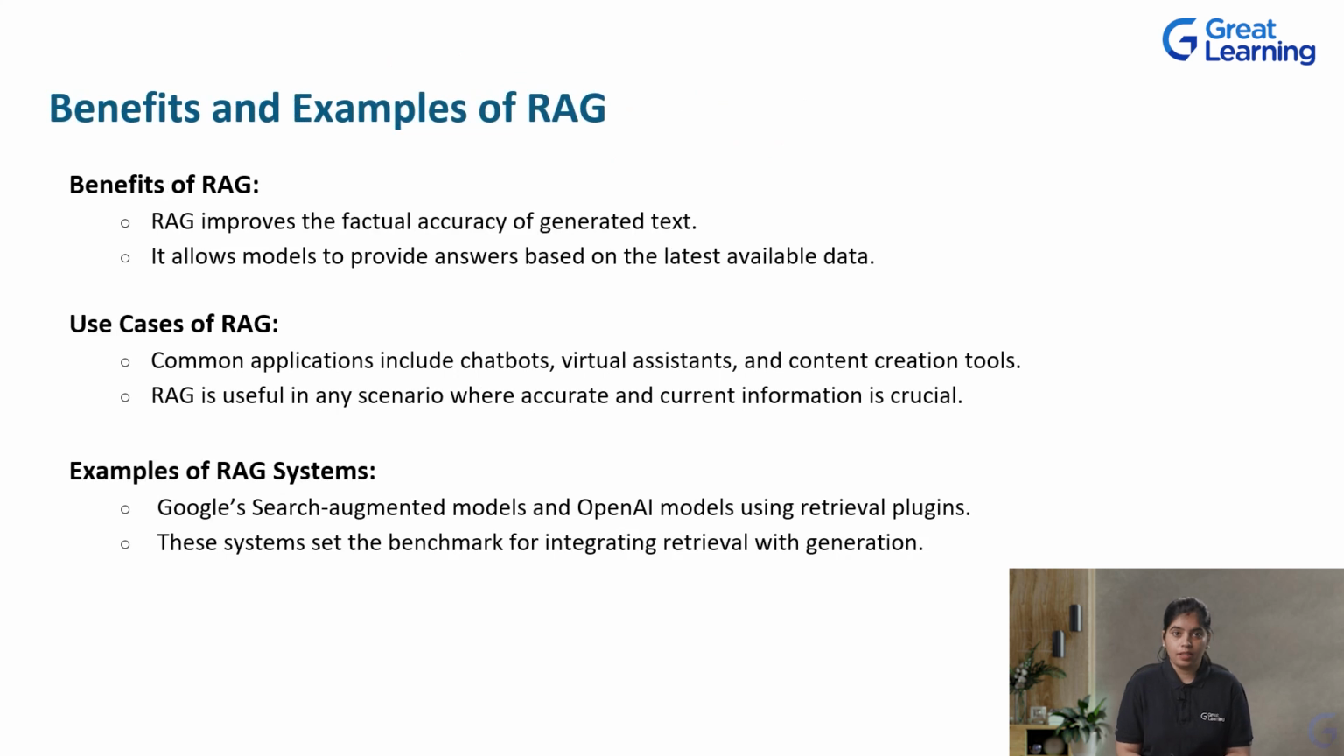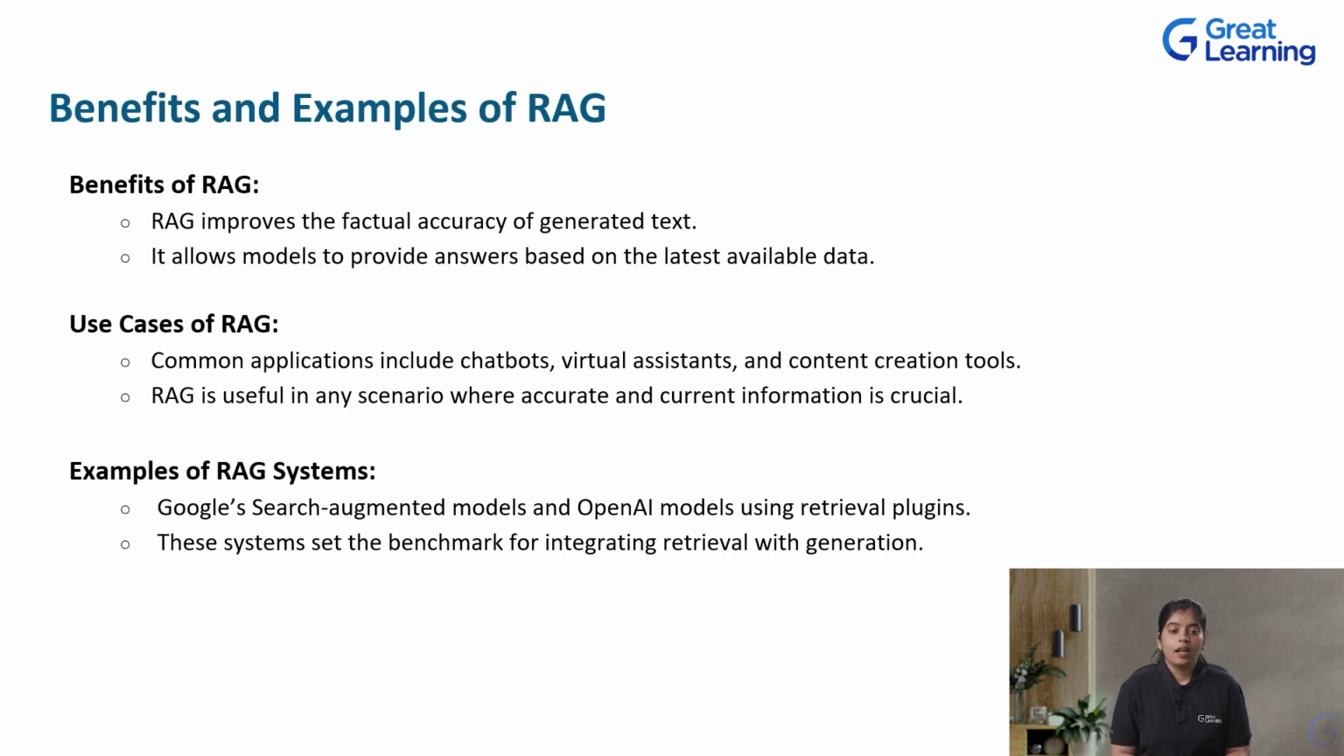Next on the screen are the benefits and example of RAG. First, the benefits. RAG obviously improves accuracy. This is the first and main benefit: it improves the factual accuracy of generated text, which we sometimes don't get from LLMs. It allows the model to provide answers based on the latest available data. Whatever information we have, it always tries to provide an accurate outcome based on it, as well as up-to-date information.